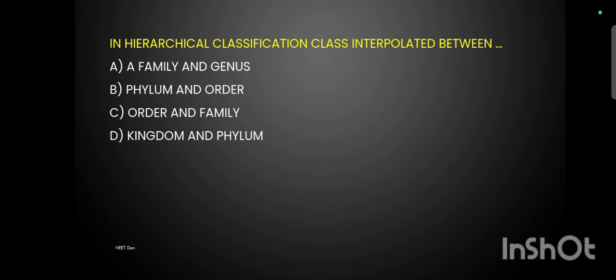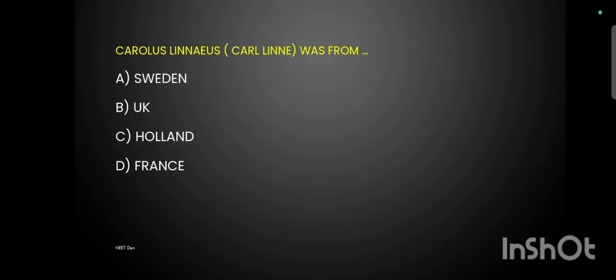Question: in hierarchical classification, class is interpolated between A, family and genus, B, phylum and order, C, order and family, D, kingdom and phylum. So class is interpolated between, the right answer is B, phylum and order. Carolus Linnaeus was from option A, Sweden, B, UK, C, Poland, D, France. The correct option is A, that is from Sweden.